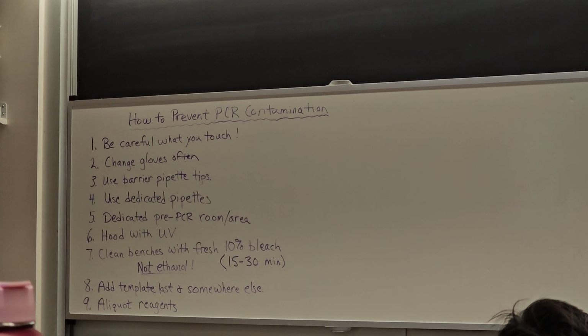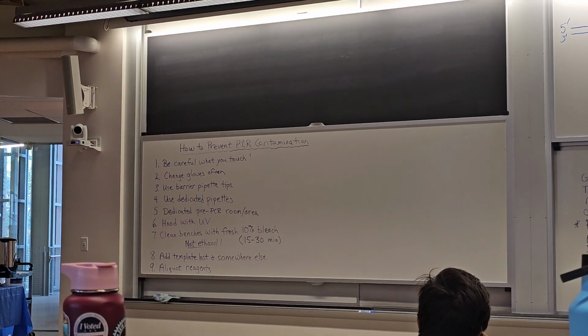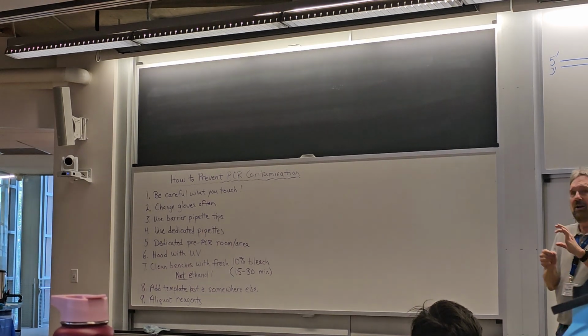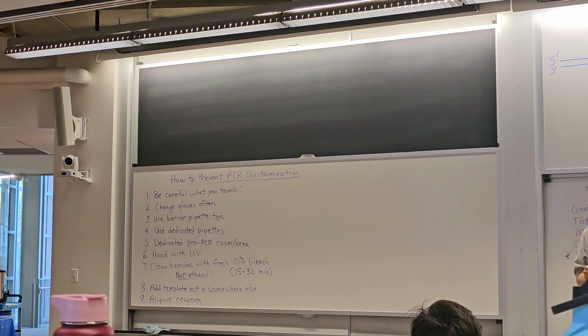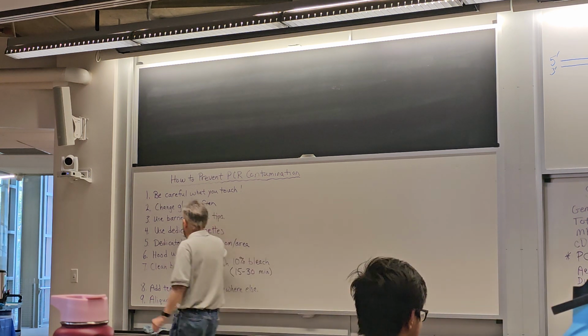The barrier tips that we use prevent that from happening, because when you're pipetting, you can't prevent the aerosolization, but the plug prevents the pipetter from getting contaminated. And so when we do PCR, we always use the barrier tips, always, always, always. Okay. So that's an easy one.